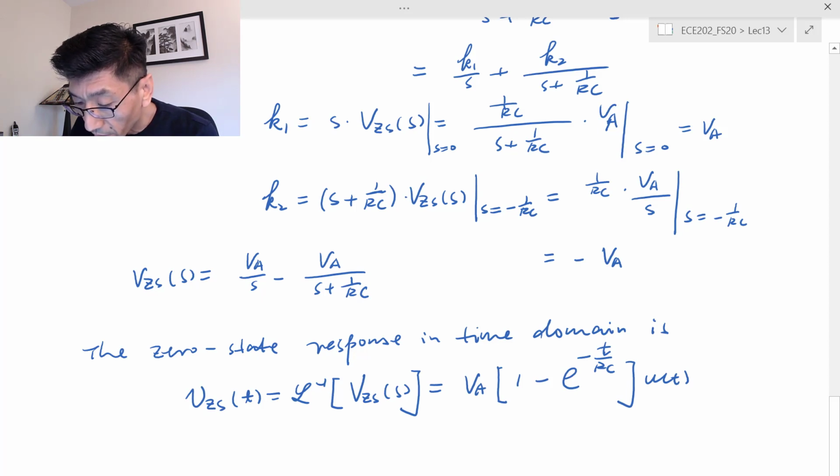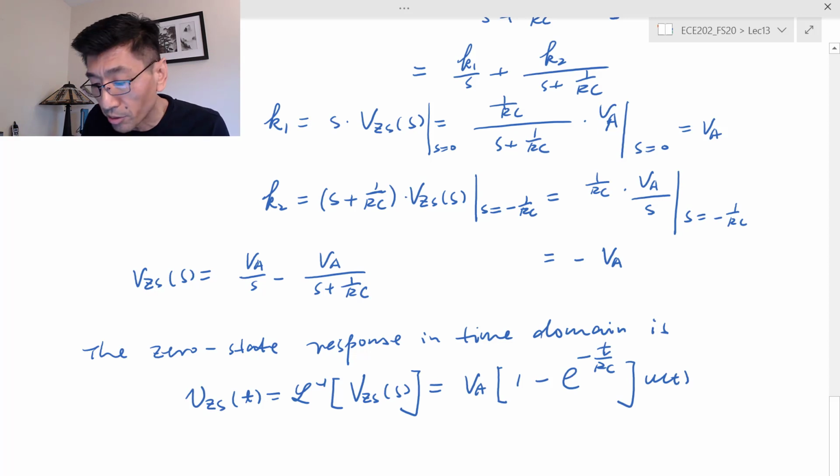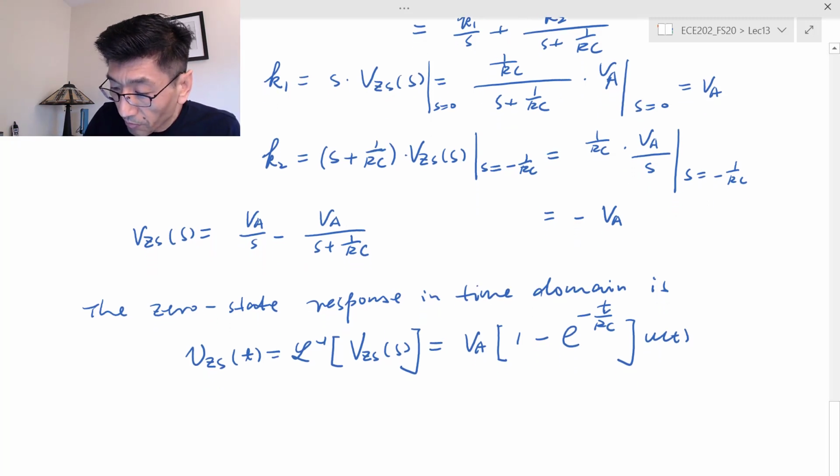this is 0, right? Because this is the zero state response of the capacitor voltage. So this is part of the solution, right? This is not the total capacitor voltage. And at t equal to infinity, the capacitor voltage is going to be equal to VA, which kind of makes sense, right? And let's find the zero input response.